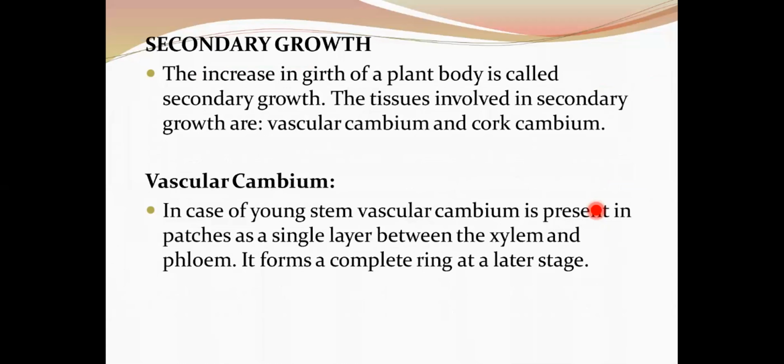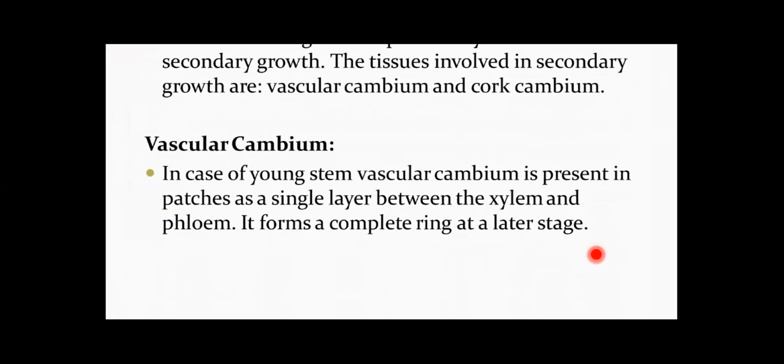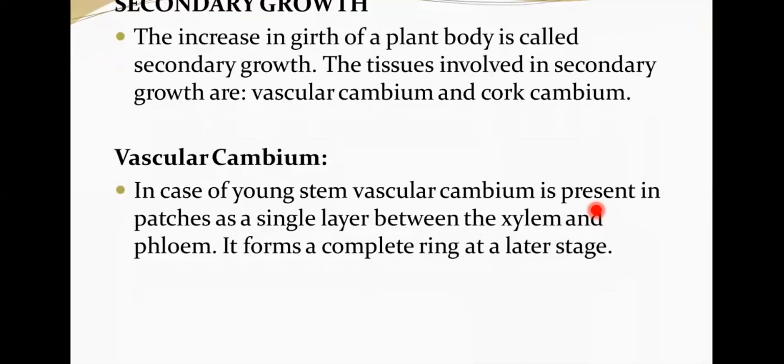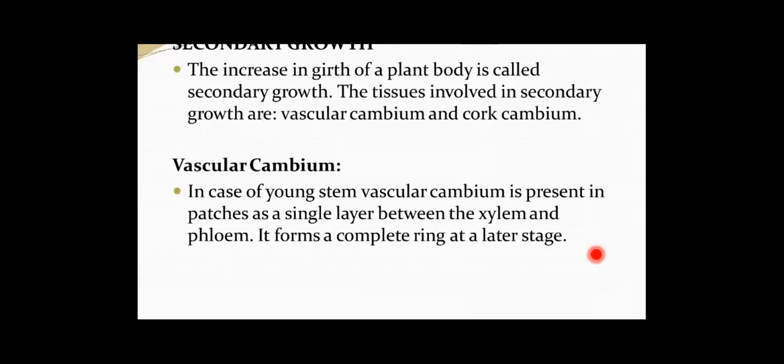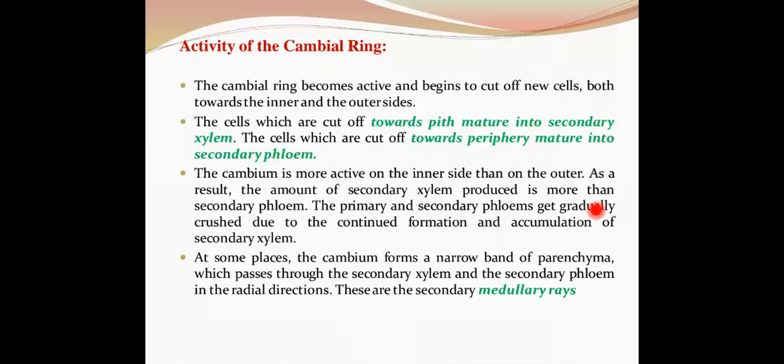But when growth occurs with respect to increase in girth, that type of increase is called secondary growth. The various tissues involved in secondary growth are vascular cambium and cork cambium. In a young stem, vascular cambium is present in patches as a single layer between the xylem and phloem, which forms a complete ring at the later stage. And this cambial ring will show its activity.